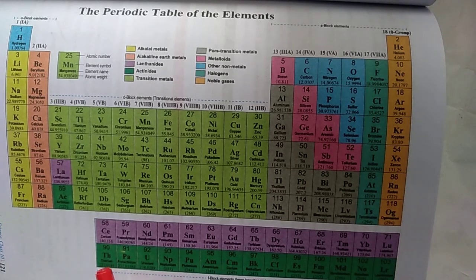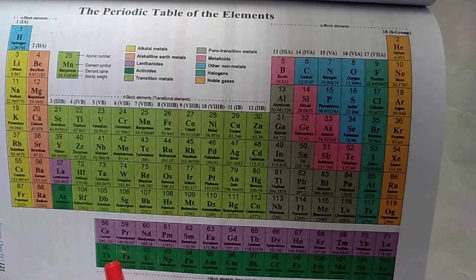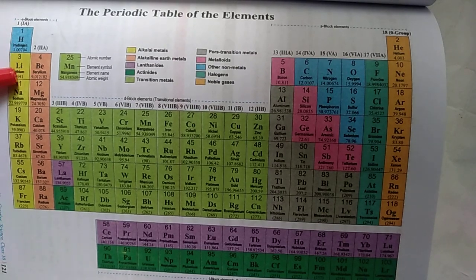Actinides are the elements with atomic number ranging from 90 to 103. Lanthanides and actinides are the F block elements. These are inner transition elements. Now we will see this one. Group 1A elements are called alkali metals.